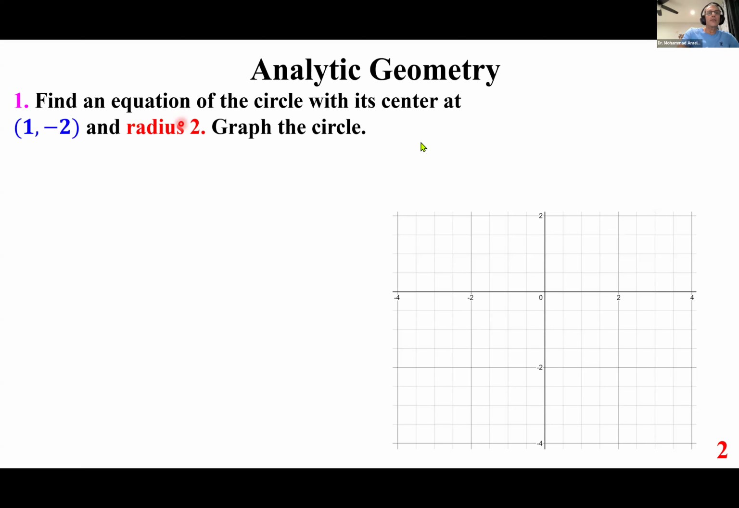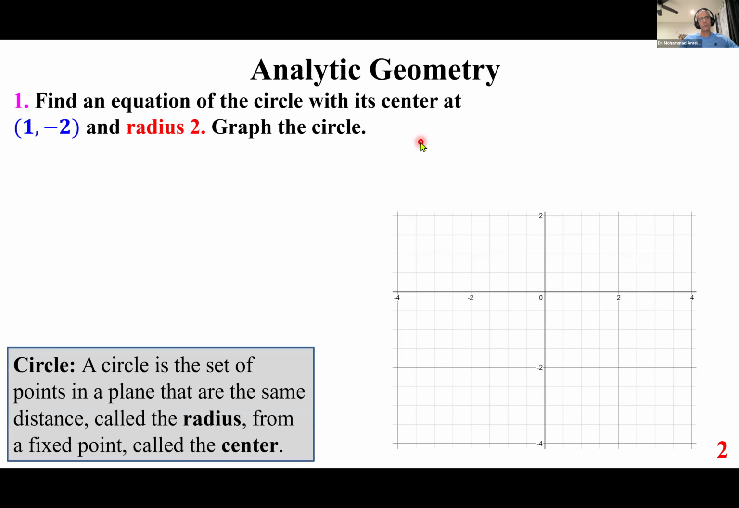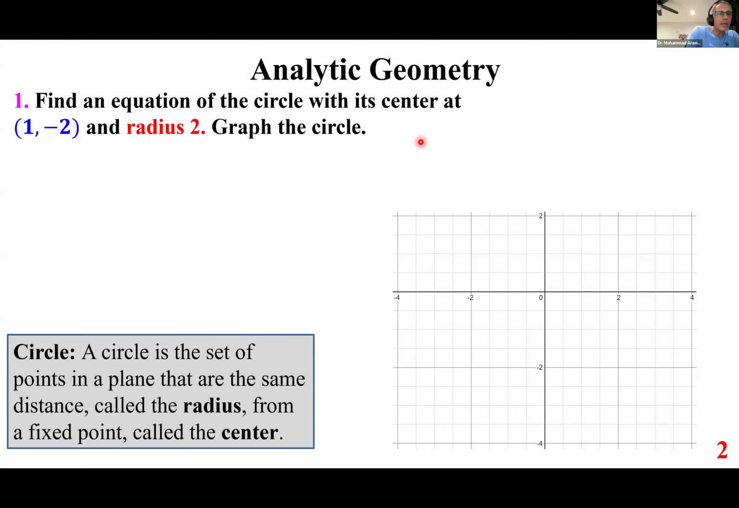All right, find an equation of a circle with its center at (1, -2) and radius 2. Graph the circle. So let's discuss the concept of a circle to begin with. And so what is a circle? A circle is the set of points in a plane that are the same distance, called the radius, from a fixed point called the center.